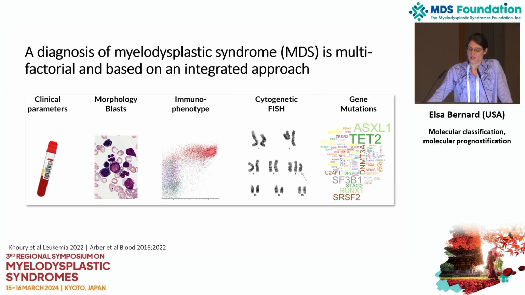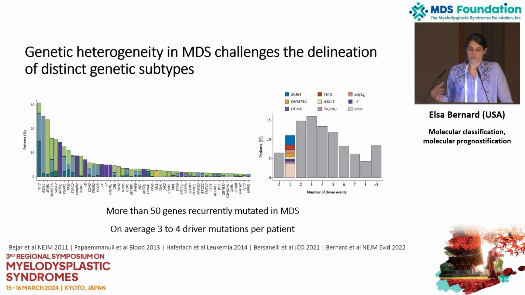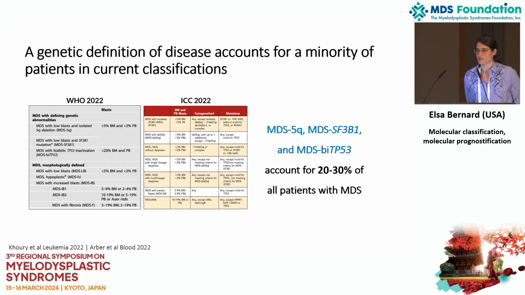As we all know, the diagnosis of myelodysplastic syndromes, MDS, is based on a combination of parameters, including clinical parameters, morphology, immunophenotype, as well as cytogenetic alterations and gene mutations. However, the genetic heterogeneity in MDS has for many decades challenged the delineation of distinct genetic subtypes that can be incorporated into clinical guidelines. We know that more than 50 genes are recurrently mutated, and on average, patients have 3 to 4 driver mutations that drive their disease. As a consequence, in current classification criteria, genetic subtypes such as MDS with isolated 5q, MDS with SF3B1 mutations, or MDS with biallelic TP53 alterations only account for 20 to 30% of all patients.